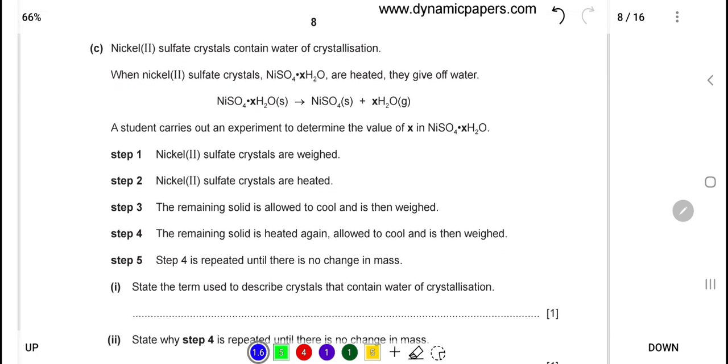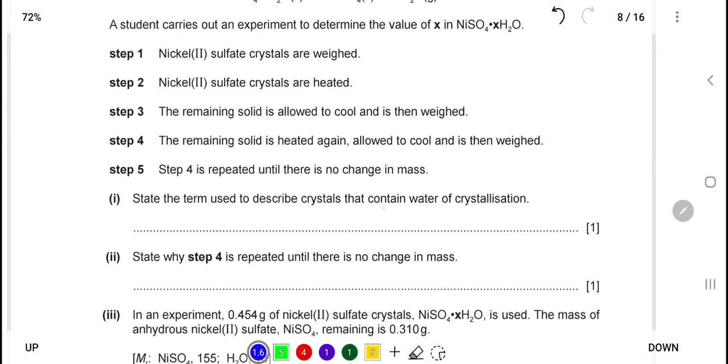Now C, state the term used to describe crystals that contain water of crystallization. We know it's hydrated. For example, hydrated copper sulfate, we know it's hydrated because it contains water. Those are some easy questions, hydrated for sure.